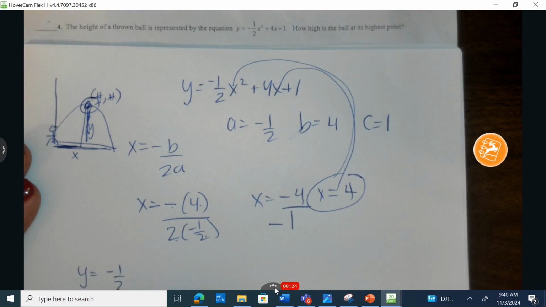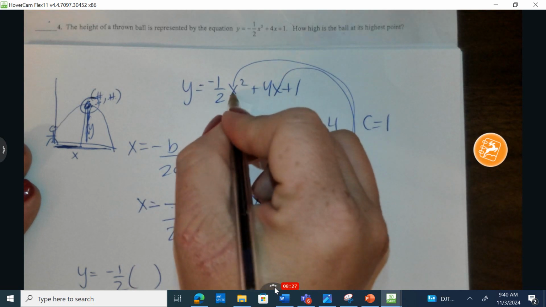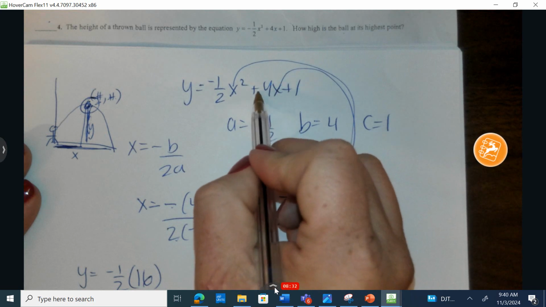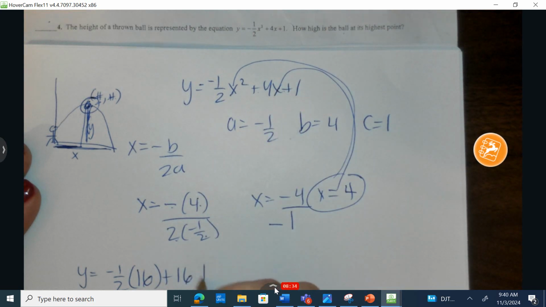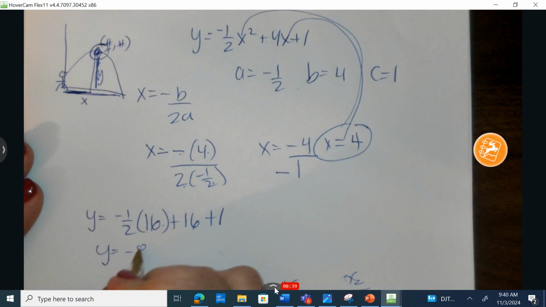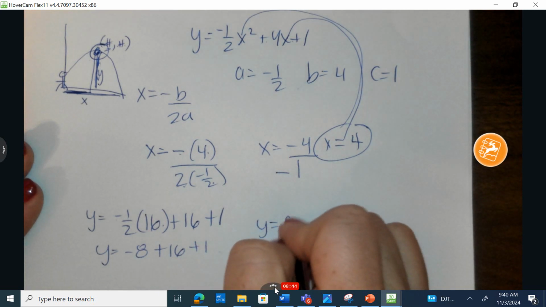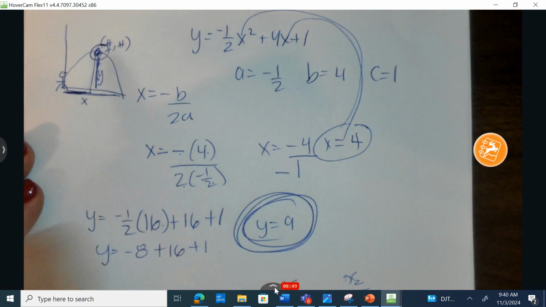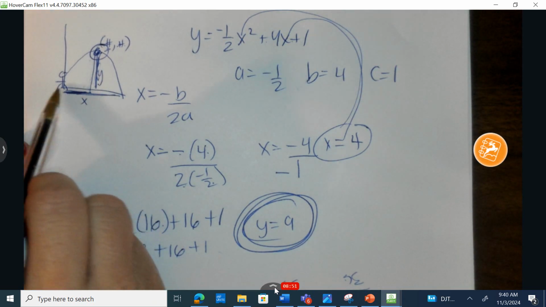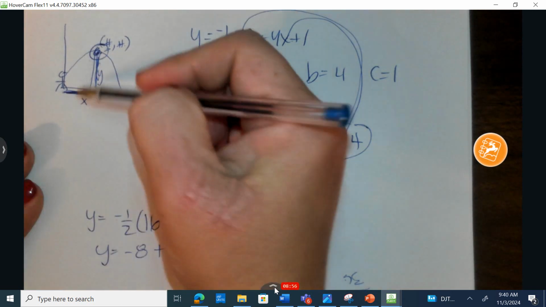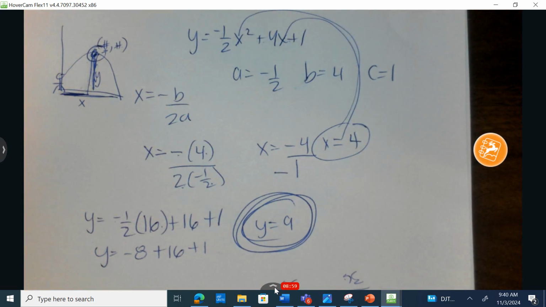y equals negative 1/2, and then this would be 4 squared. I know 4 squared is 16. Then I substitute in 4 again. Well, 4 times 4 is 16, plus 1. Half of 16 is 8, and there's a negative sign, so negative 8 plus 16 plus 1. When I combine all of this, I end up with y equals 9. So the maximum height when the ball is thrown is 9 feet in the air. It's 4 feet horizontally from the player, but it's 9 feet up in the air. That's the correct answer for number 4.